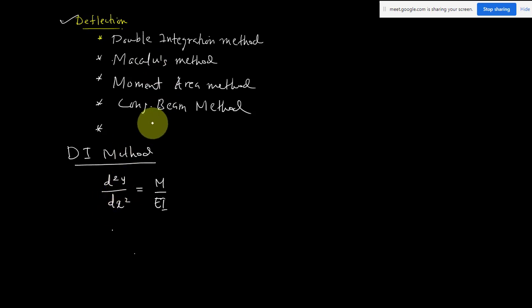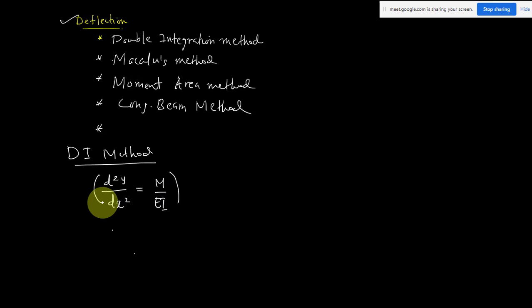Even in the conjugate beam method or moment area method, everything is based on this equation only. The way you are solving is only different. The basics are the same for all the methods. That is why you are getting the same answer. I will very briefly explain how this equation comes.